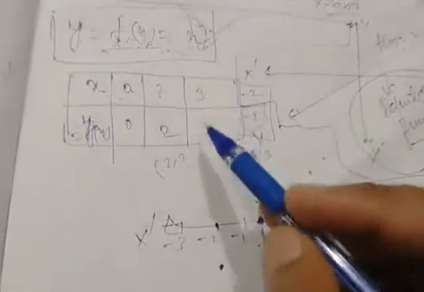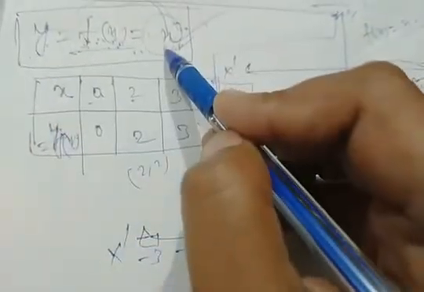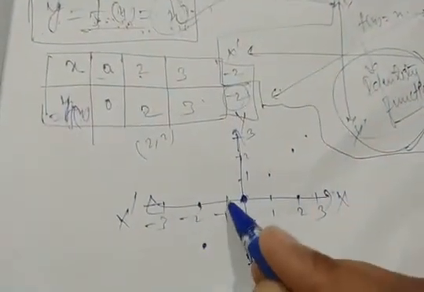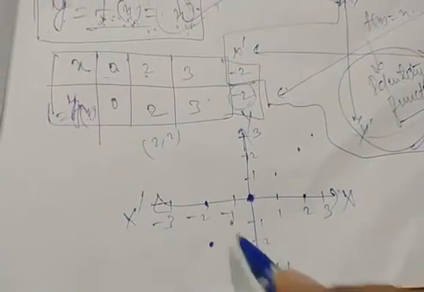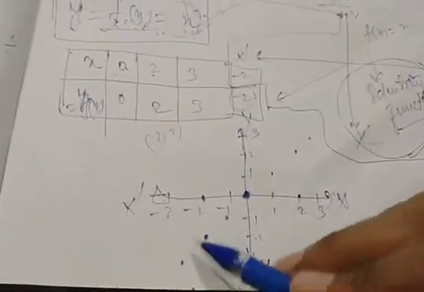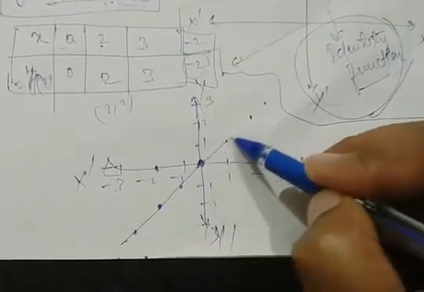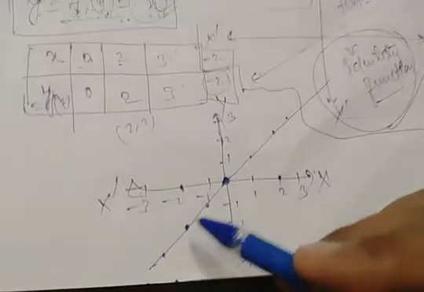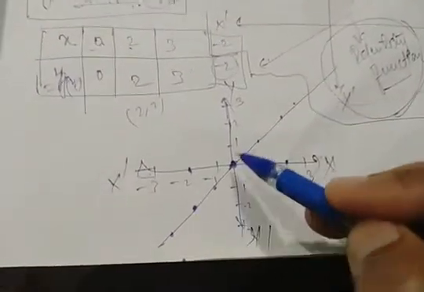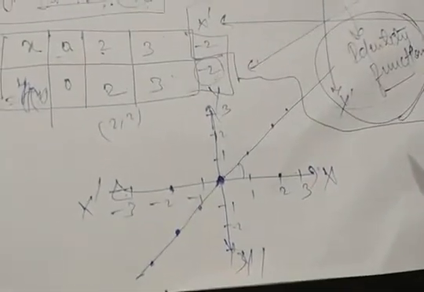Suppose we put x is equal to minus 1, then as a result y is also minus 1, so (-1, -1) is at that point. Same as when we put minus 3, then we get the result as minus 3 at that point. So joining all the dot points, in this way what do we get? We get a straight line passing through the origin and inclined at an angle of 45 degrees with the x-axis.